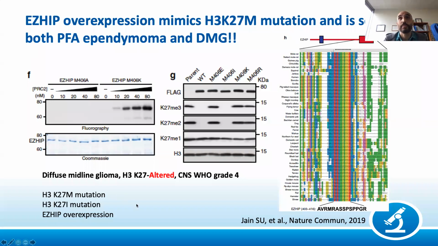So in posterior fossa ependymomas, the EZHIP mechanism predominates, but it turns out in K27M or K27 altered diffuse midline gliomas, you can actually get EZHIP overexpression, a very small percentage. So the predominant pathogenic mechanism is the K27M mutation, but you can also get K27I mutations and EZHIP overexpression in a small subset of tumors. So that's why in the latest edition of the WHO, this is now called diffuse midline glioma H3K27 altered and not H3K27M mutant. So long story short.